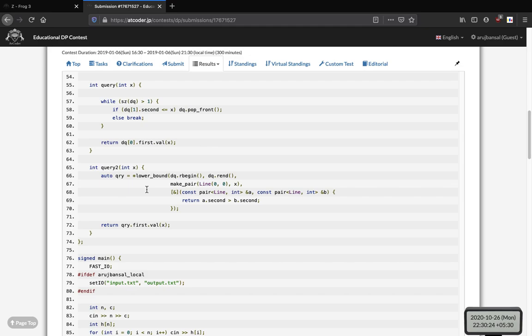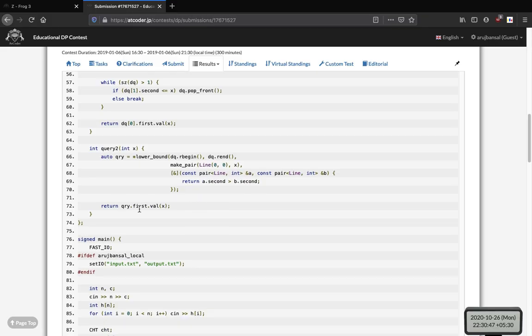Now what do we do when we have case 2? When we want to query for case 2, we actually can't remove any lines since our query values aren't monotonic. So here the idea is to binary search. It'll depend on the syntax of your language. This is just a fancy way of writing this in C++ with a lambda, and then you again return the y value you get with that line.